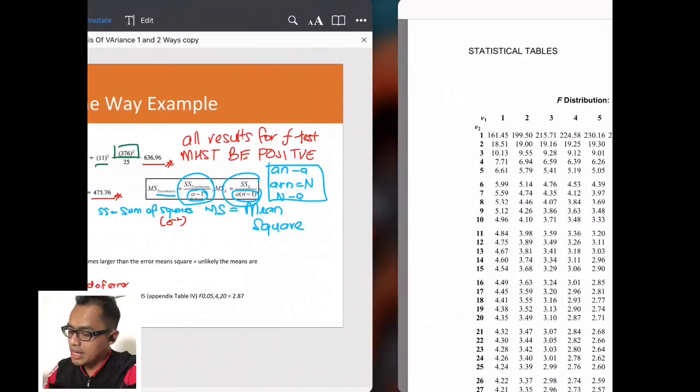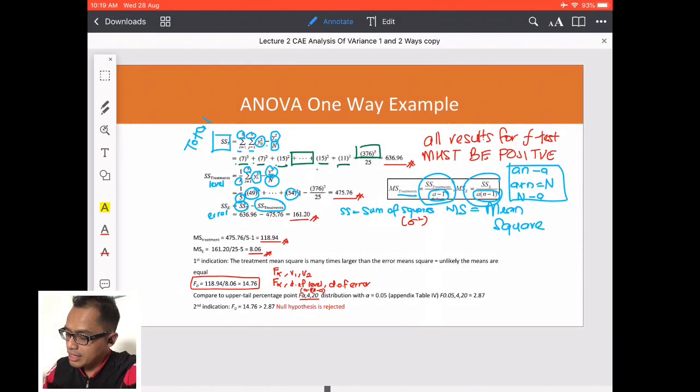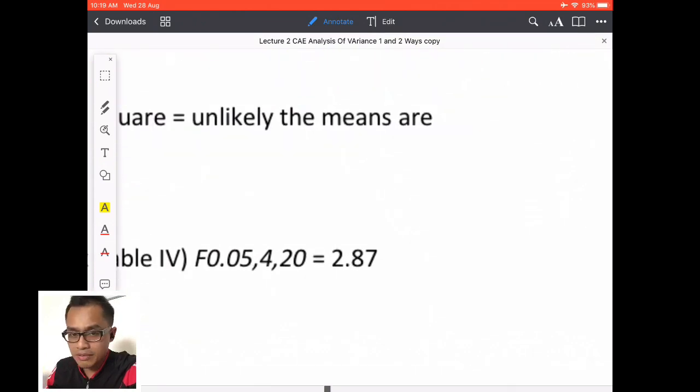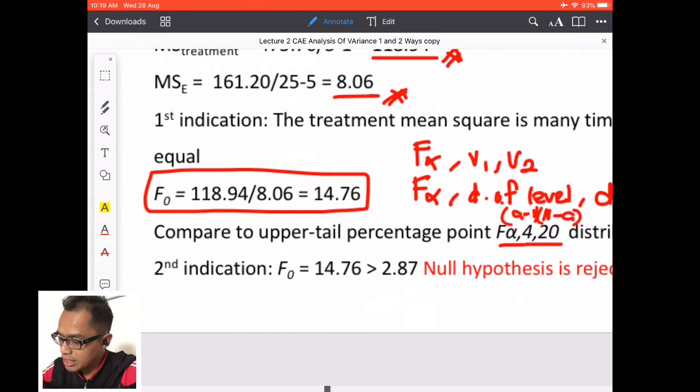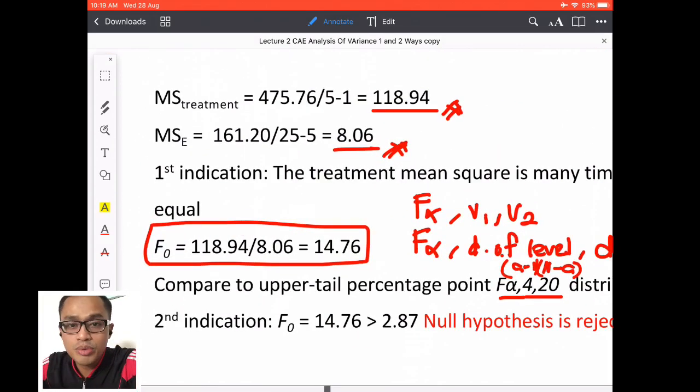Let's go back to our slides. The result there is, can you see, 2.87. And our result just now is 14.76, right? 14.76 is bigger than 2.87. That means the null hypothesis is rejected or H1 is accepted. What this means again is that at least one of these cotton weight percentages is stronger than the others. So now we need to locate which one is actually stronger.